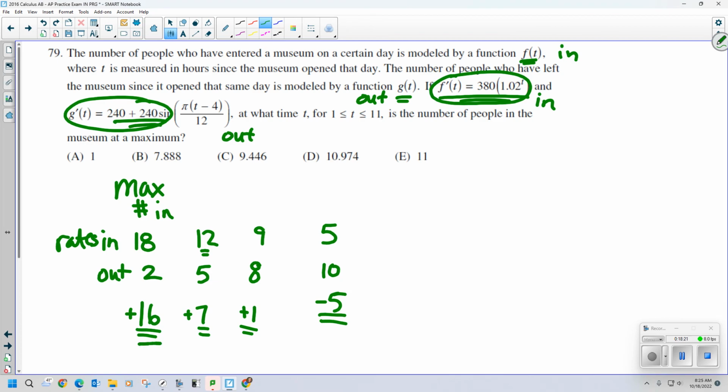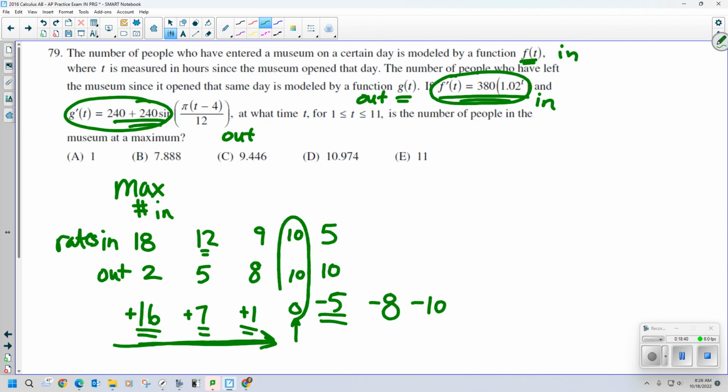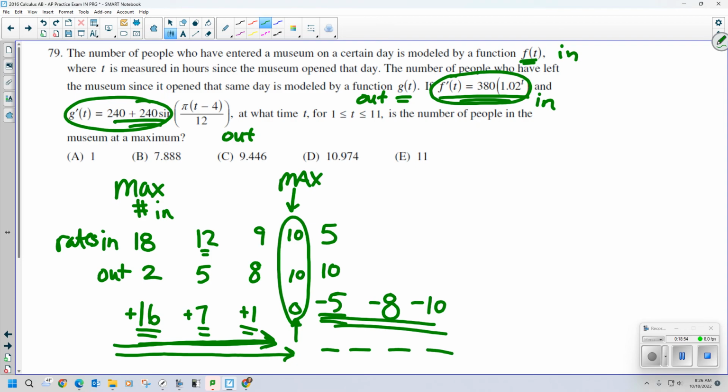So I need to keep on going to where these things become the same. Let's call it 10 are in and 10 are out. There is no change anymore. Then the people start leaving the museum. Maybe now there's 8 people coming in, and now there's 10 people leaving per hour. So I'm going to keep on getting more and more people until they're the same. After that, we're going to start losing people. At this point right here is when I'll have the max number of people, because I'm increasing and increasing until I hit this point. Now it's decreasing, decreasing.